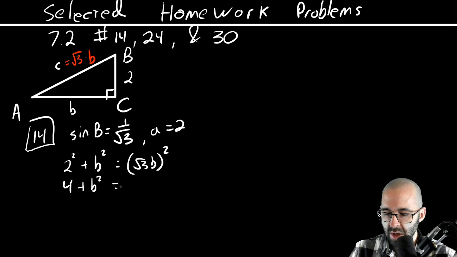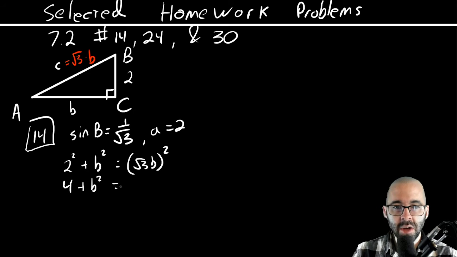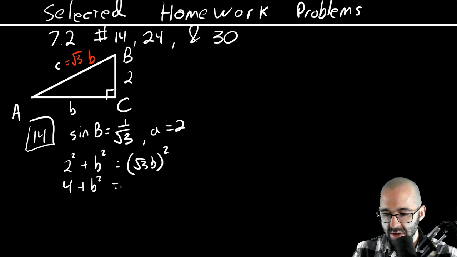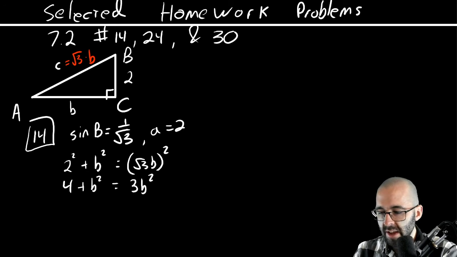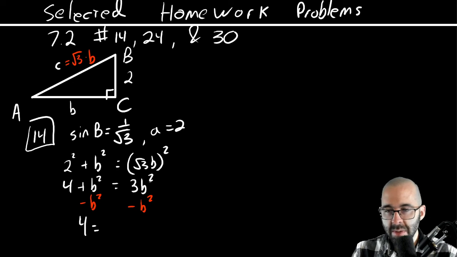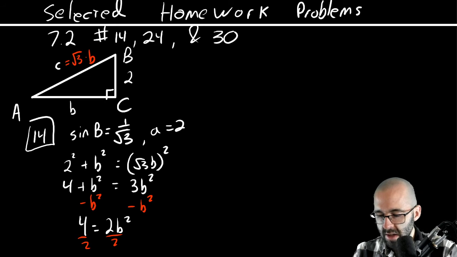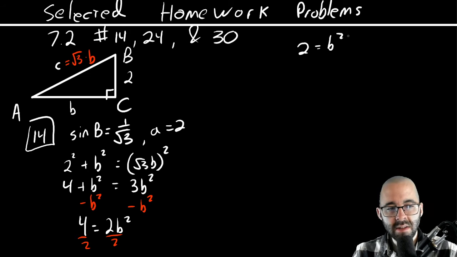We're going to get 4 plus B squared. When you square a monomial, everything's multiplied, nothing added or subtracted. When you square a monomial, we're going to get square root of 3 squared, like the squared goes to both, essentially. So square root of 3 squared is 3. B squared is B squared. Let's get all the B's together. Let's subtract B squared from both sides. And that's going to give us 4 is equal to 3B squared minus 1B squared, which is now 2B squared. Divide both sides by 2. And then we're going to get that 2 is equal to B squared.